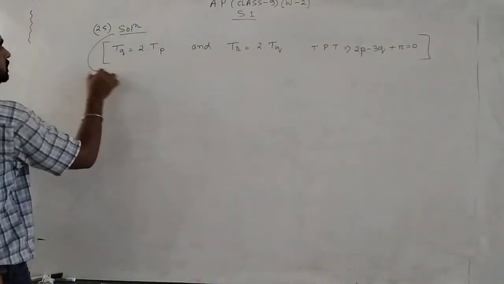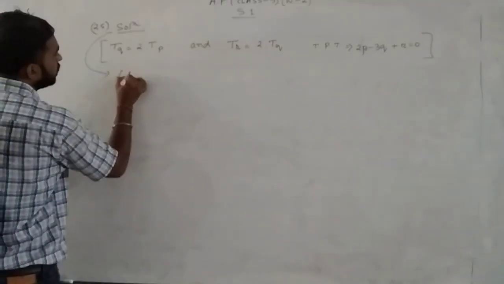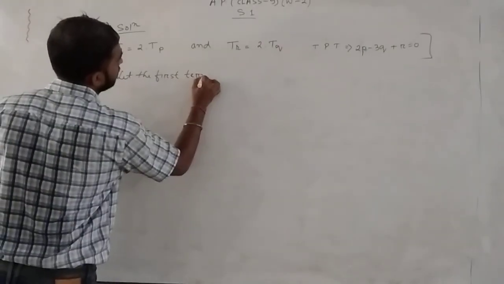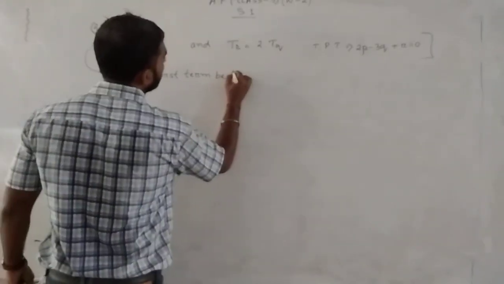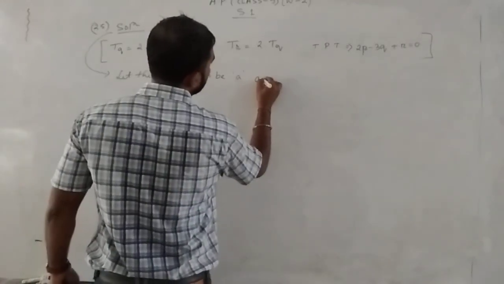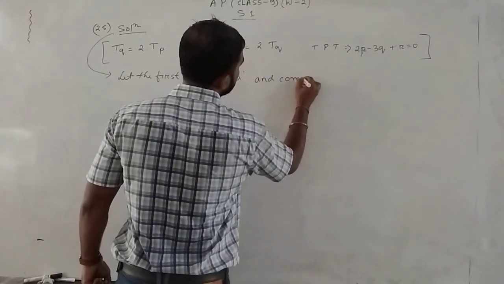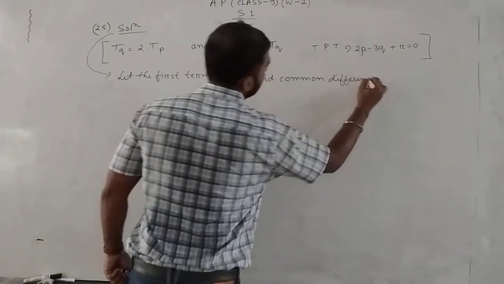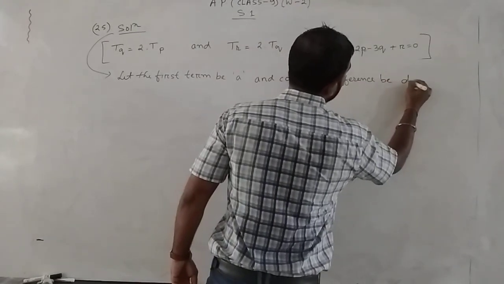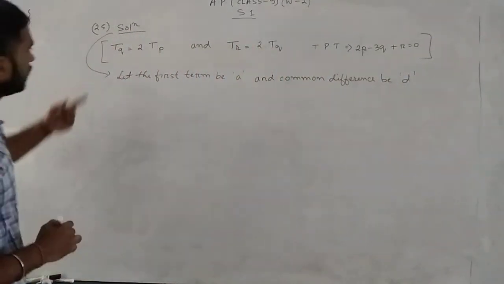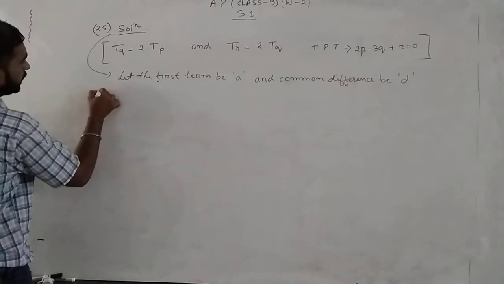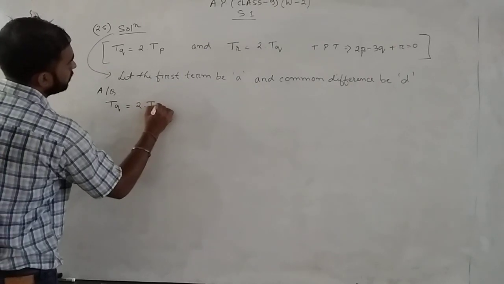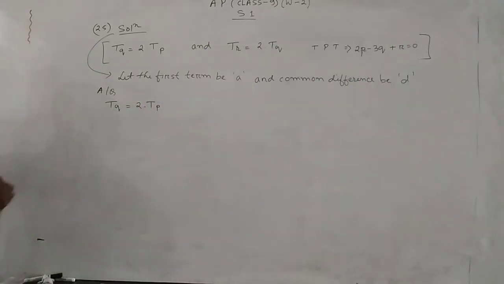So first, let the first term be A and the common difference be D. Now use the first condition. According to the question, the qth term equals twice the pth term.